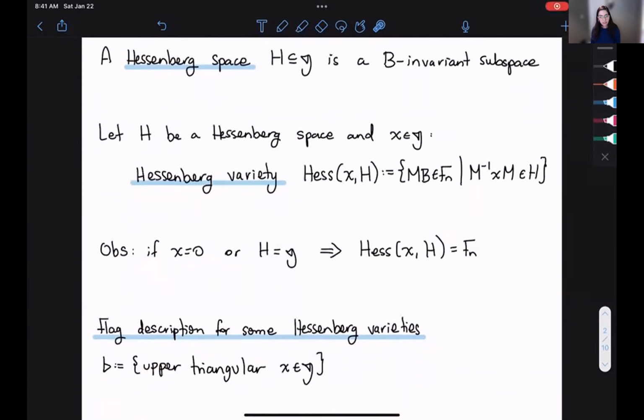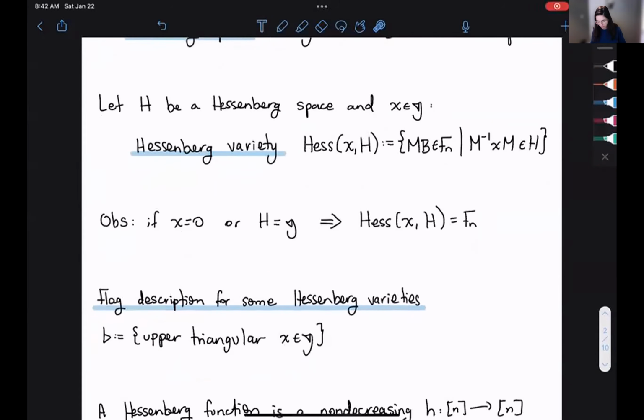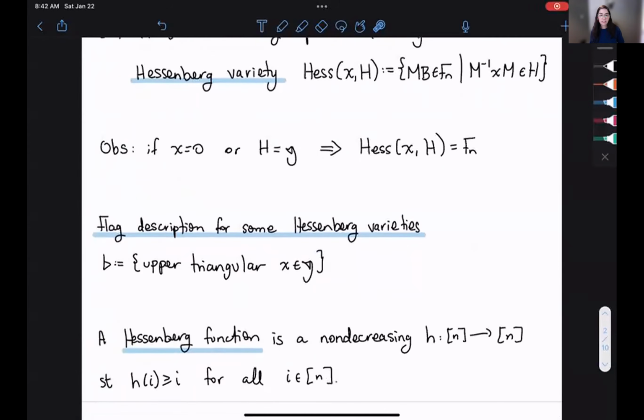For that, let me denote by B the algebra of the Borel. So these are the upper triangular matrices in sl_n. And I'll define here something that Laura mentioned yesterday, which is a Hessenberg function. A Hessenberg function is a function from [n] to [n] that is non-decreasing and that satisfies this property for all i.